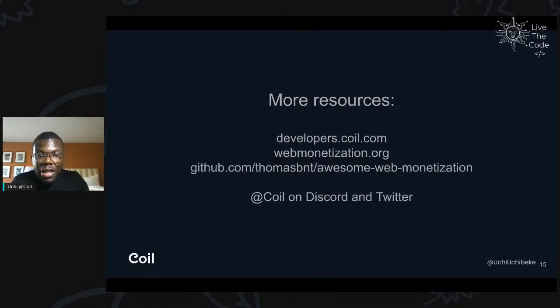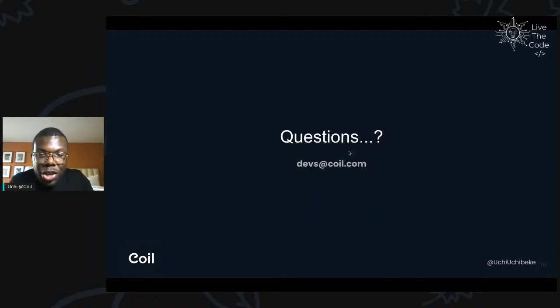I know you might be asking, what else? Where can I get more information? So developers.coil.com, webmonetization.org, and there's a repo called Awesome Web Monetization. Check that out. There are lots of examples of web monetized projects, and definitely follow Coil on Twitter. Hopefully we're also going to be on Discord to answer any questions, or you can email devs@coil.com with questions.